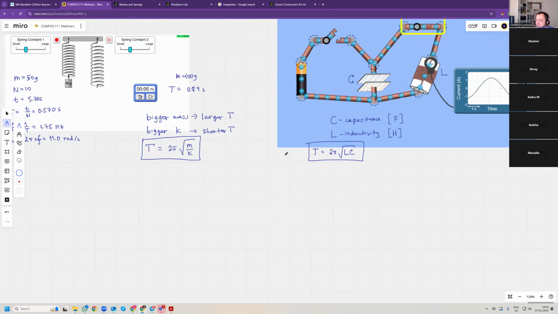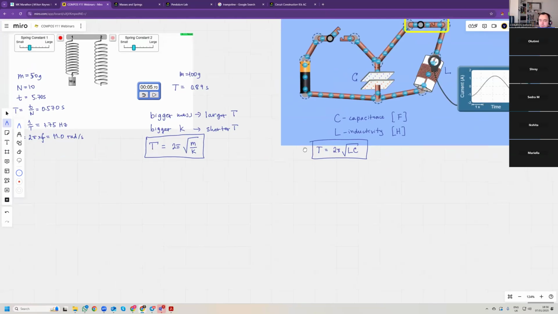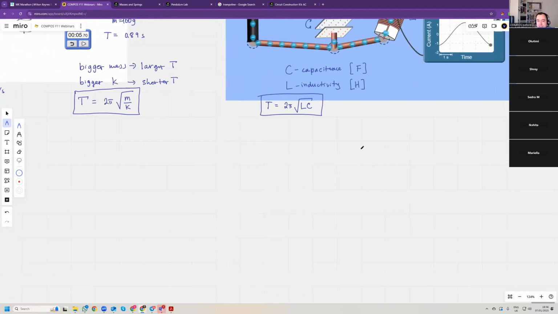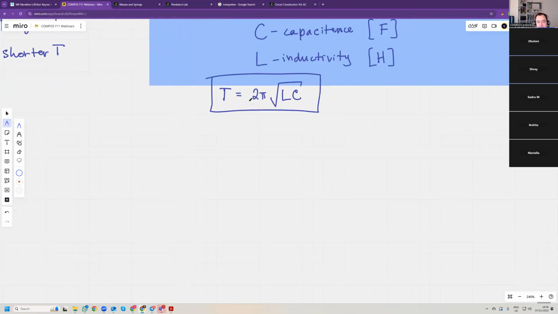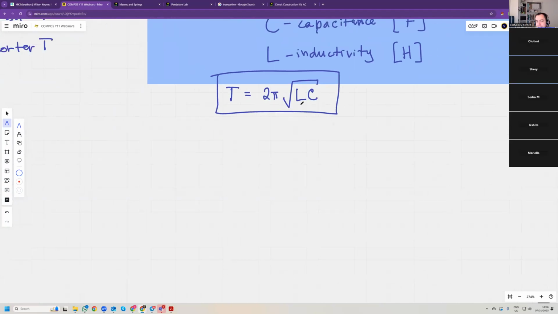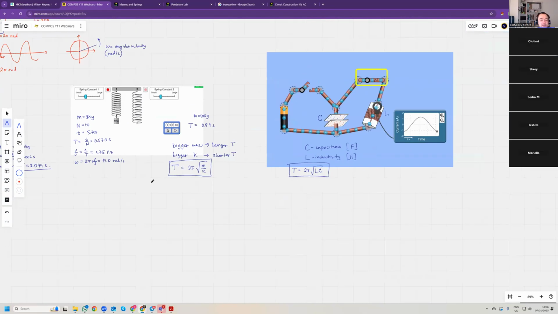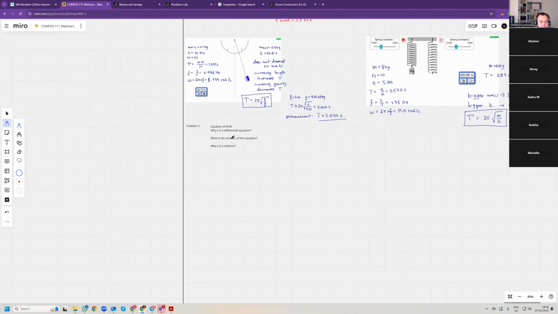1.8 gigahertz. Yes, I think it's 1.8 gigahertz. 1.8 gigahertz antenna. That means it has an incredibly small capacitance and incredibly small inductivity. Okay. Anyways, moving on.